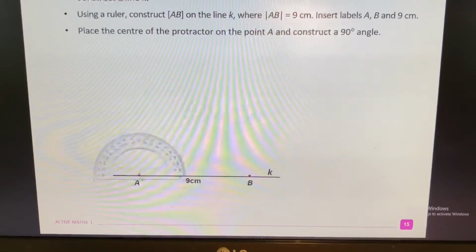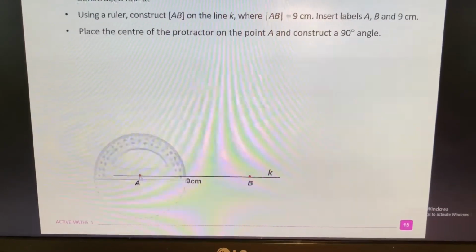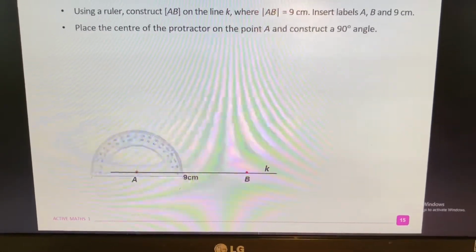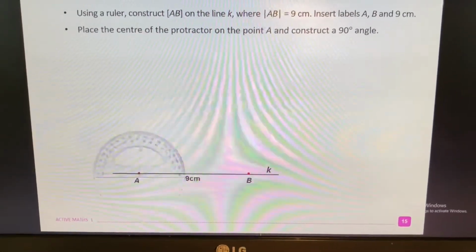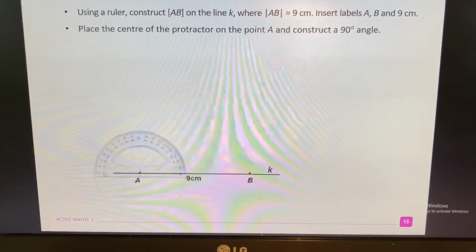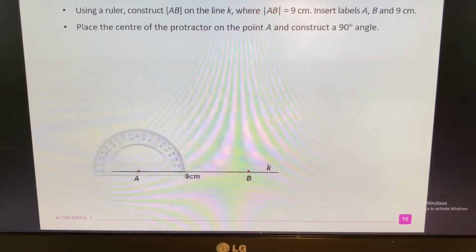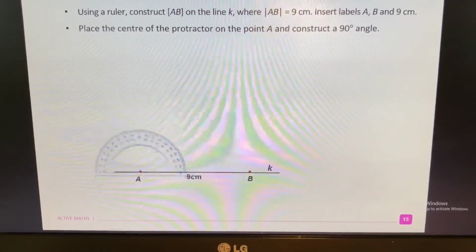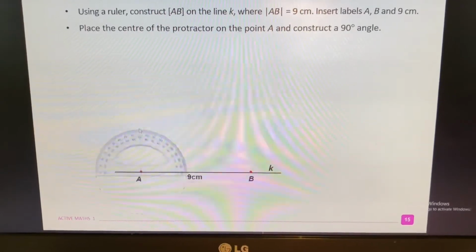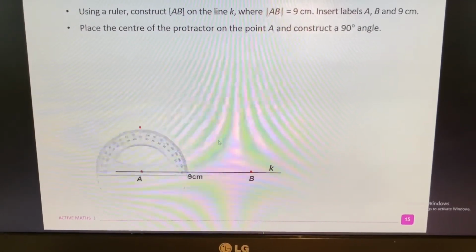So we'll line up our centre mark of the protractor with point A first of all, and we can see that 90 degrees is exactly above it, making sure that your baselines are in line. So the baseline on the protractor is exactly on top of the line that we created in our construction. We can then place a little marker with our pencil very accurately and neatly above where it is 90 degrees.